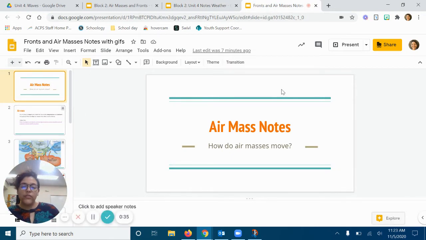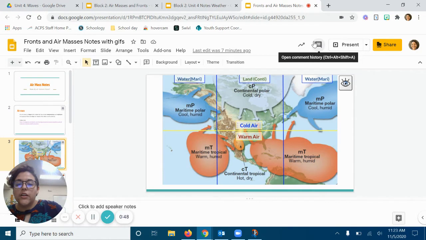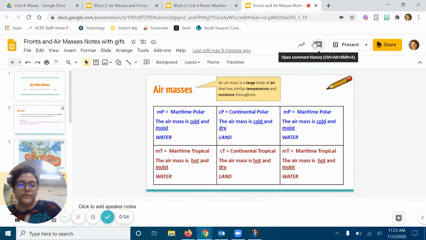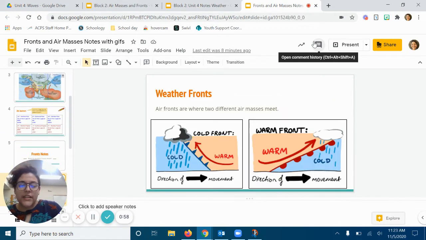So a quick review of what we talked about yesterday was that yesterday we talked about air masses. And air masses are large bodies of air that have similar temperature and moisture. We looked at how the 4 different air masses are split up in North America. Today, however, we're going to talk about fronts. And fronts are when these 2 air masses meet.